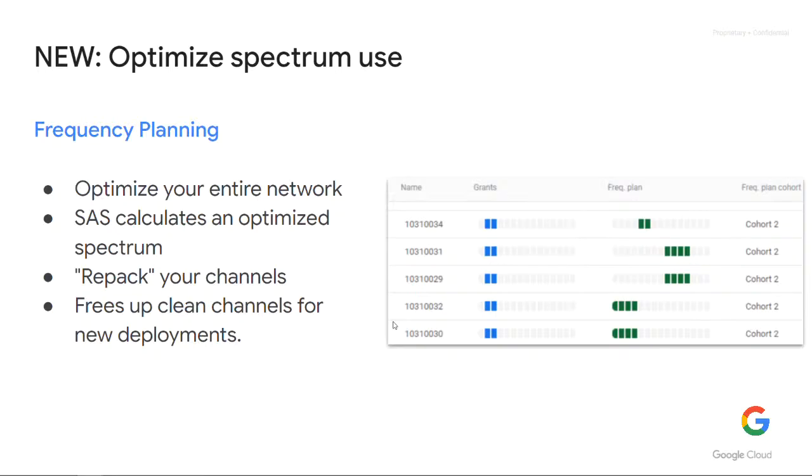We analyzed the channels and repacked them in. And what that does is it frees up clean channels for new deployments, for additional sectors that you might want to add. And that's the big benefit here. We're optimizing the spectrum use so that you can create new frequencies to use, because you're making sure that there are no channels that are underutilized.